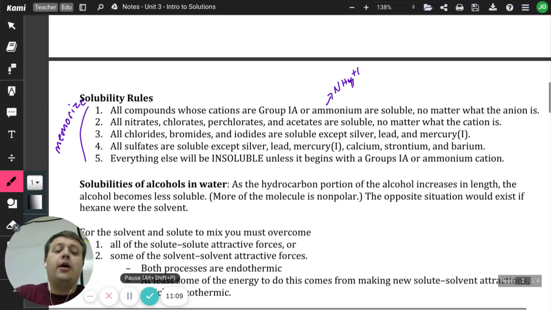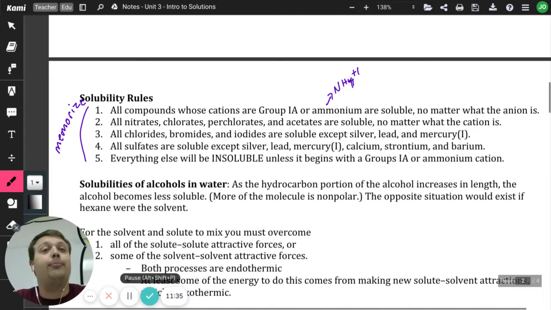Okay? Our next rule says all sulfates are soluble unless they're paired up with silver, lead, and mercury. Again, those three. But then it also includes calcium, strontium, and barium. So again, our sulfates typically will be soluble unless they're paired up with one of those 6 things. Okay? Everything else we're going to assume is insoluble.